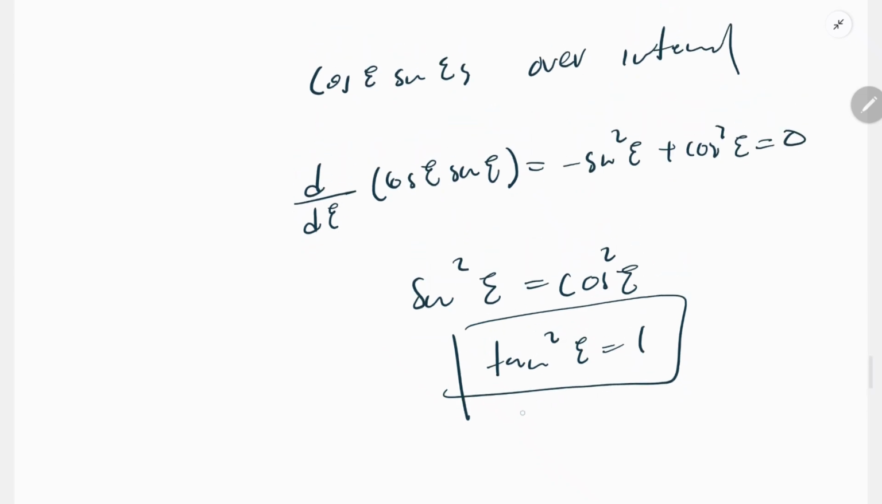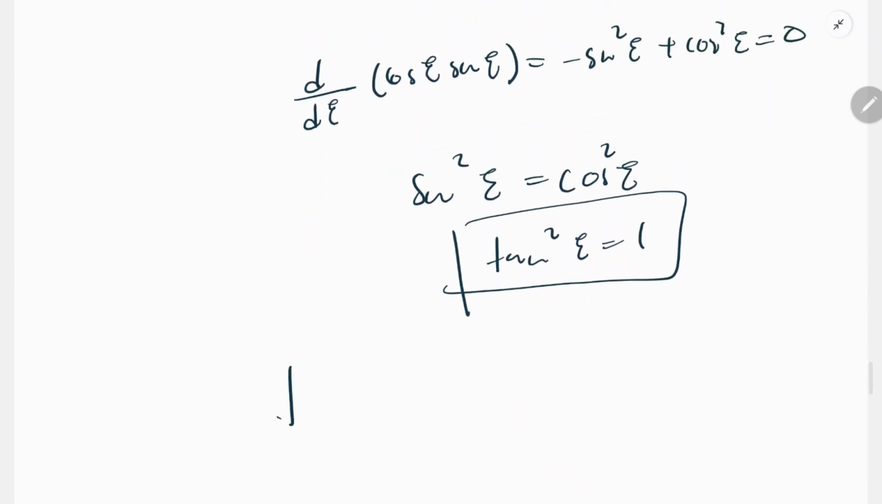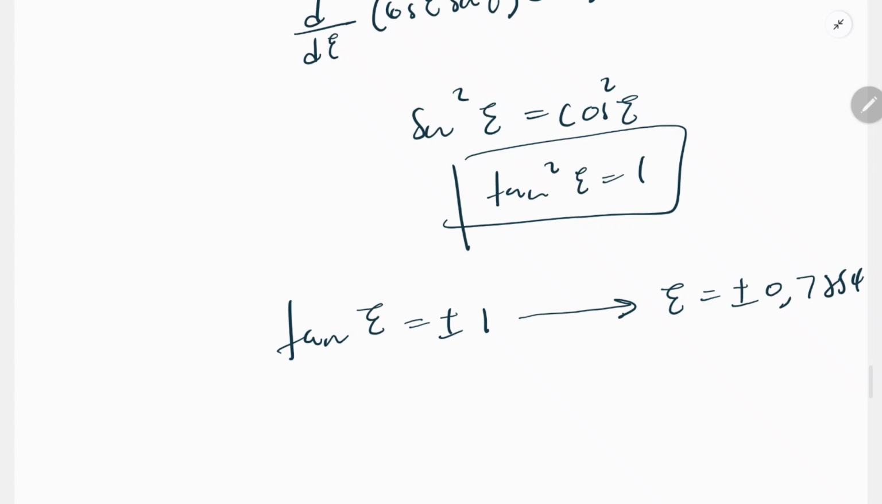Then because it's a square here, we can try to find the critical point by saying tan psi equals plus or minus 1, because I'm trying to get rid of that term. If you compute that on your calculator, you get psi equals plus or minus 0.7854, depending on how many significant figures you want. That's almost the same as pi divided by 4. You can just call that pi divided by 4.